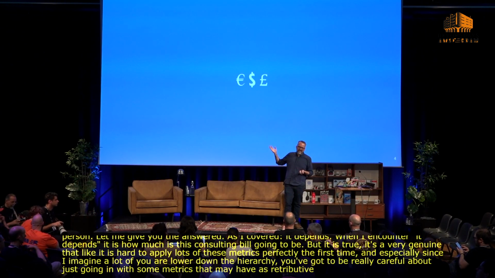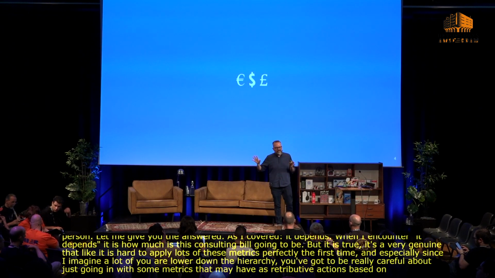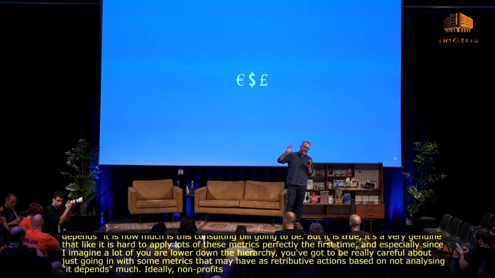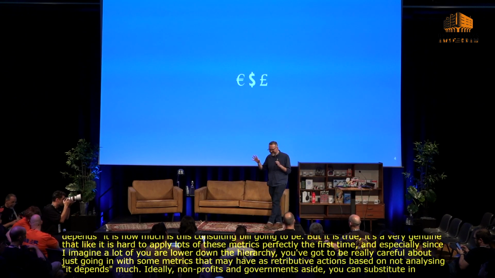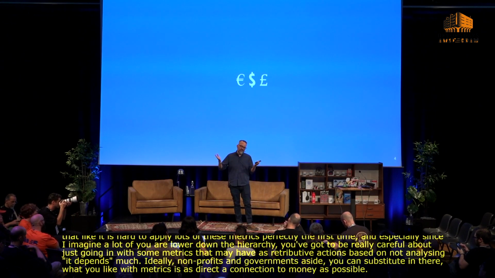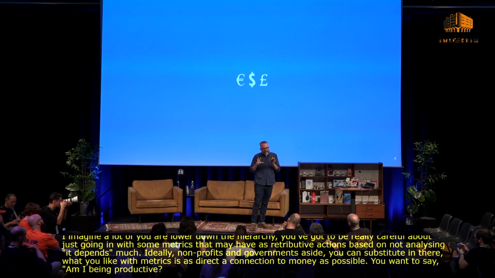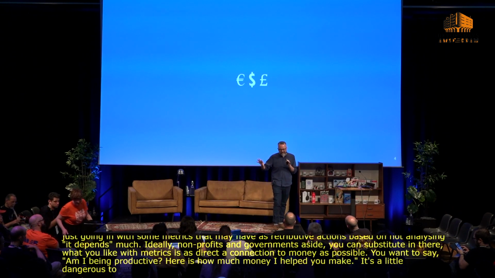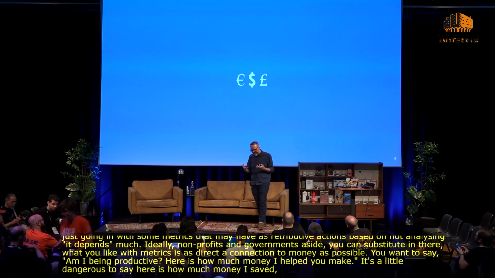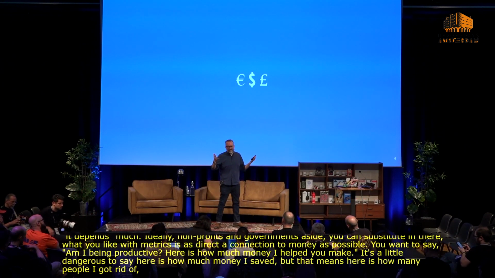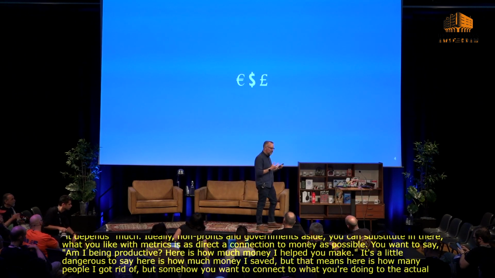Now, ideally, nonprofits and governments aside, but you can substitute in there, what you would like with metrics is as direct a connection to money as possible, right? You want to say, am I being productive? Here's how much money I helped you make. Now, it's a little dangerous to say, here's how much money I saved, because that usually means here's how many people I got rid of. But somehow you want to connect what you're doing to the actual outcomes, as we say in the business, the value, these sorts of things.